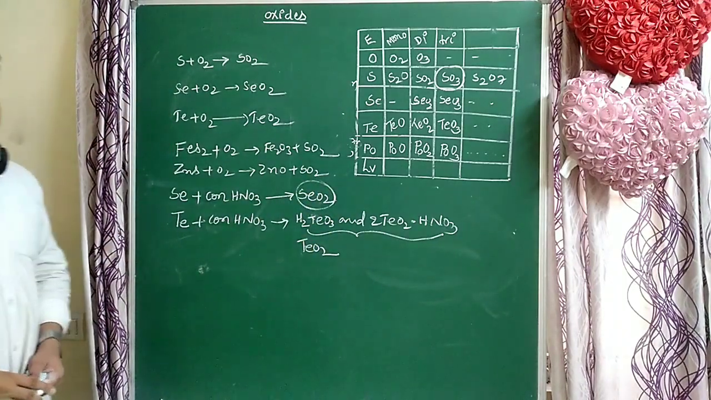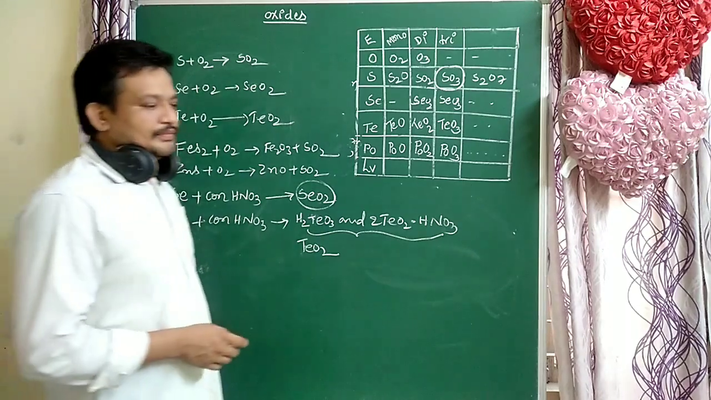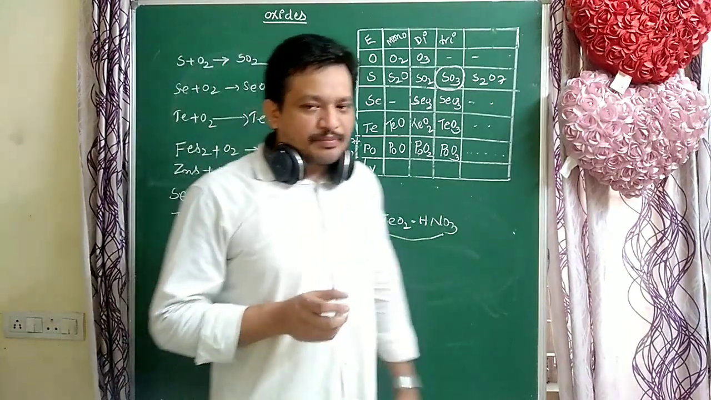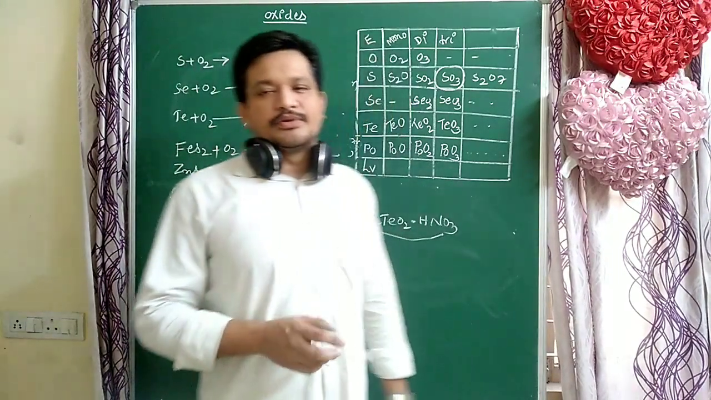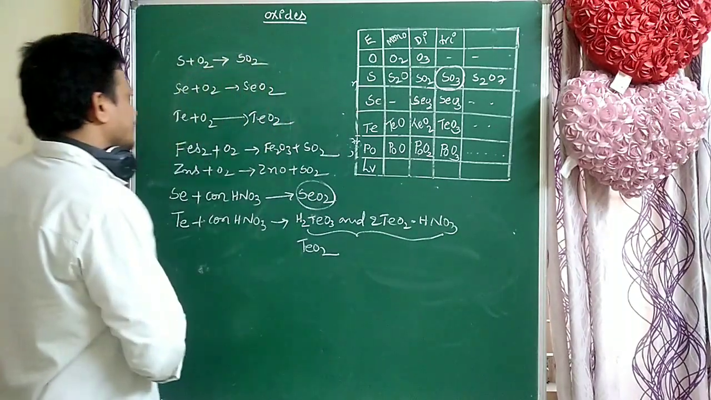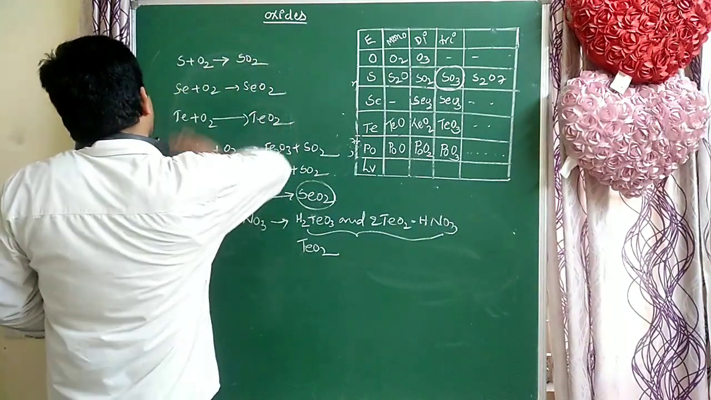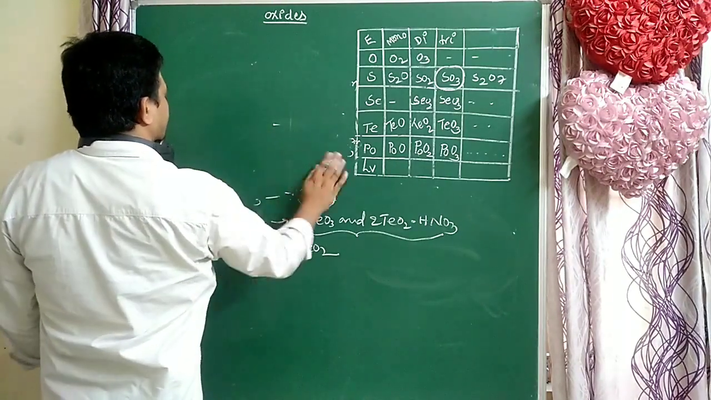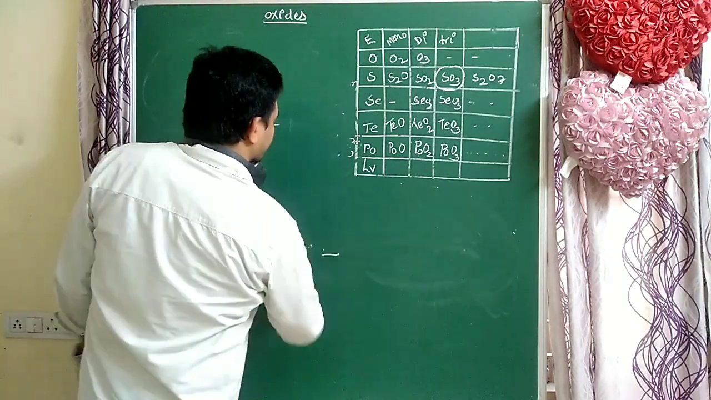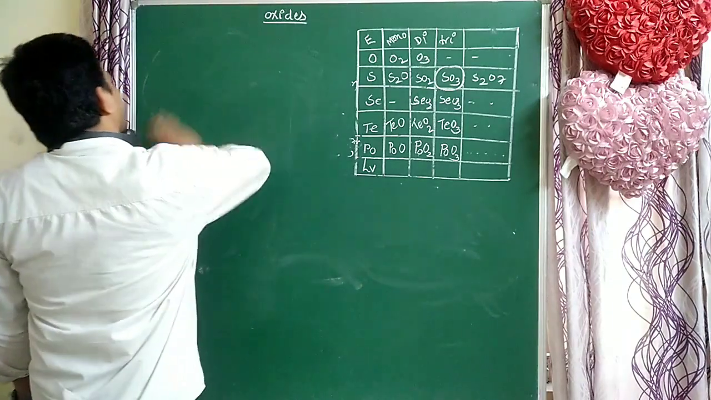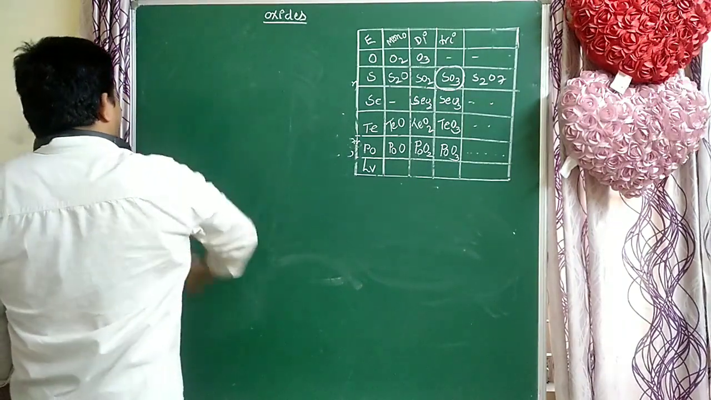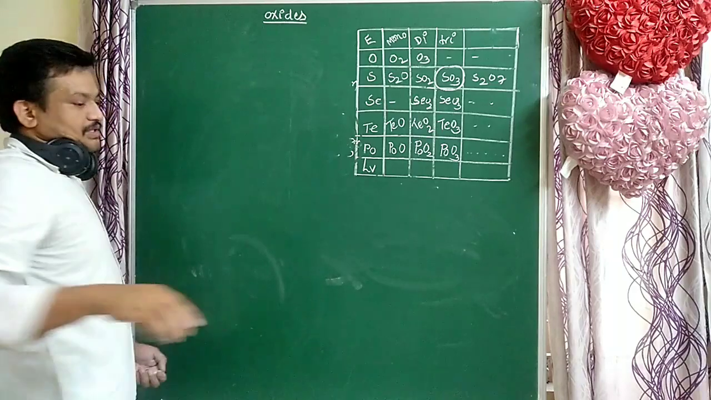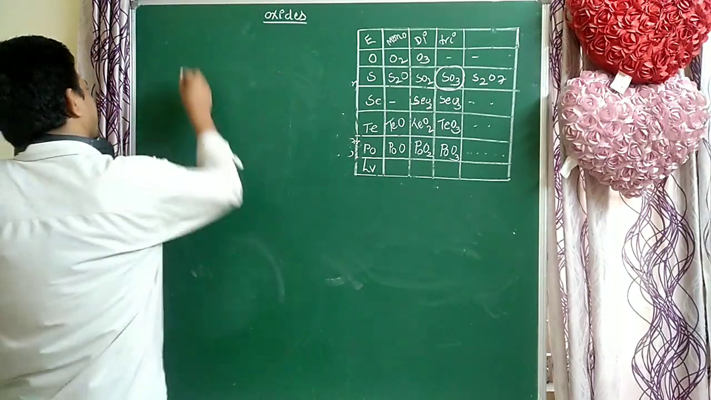So when compared to all, here SO2 is a powerful reducing agent. SO2 also acts as a bleaching agent. The bleaching action of SO2 is due to reduction.